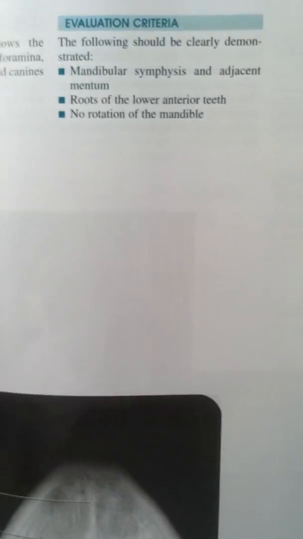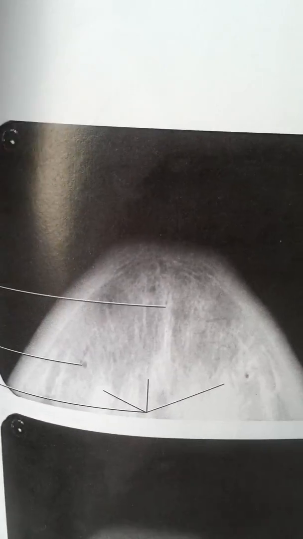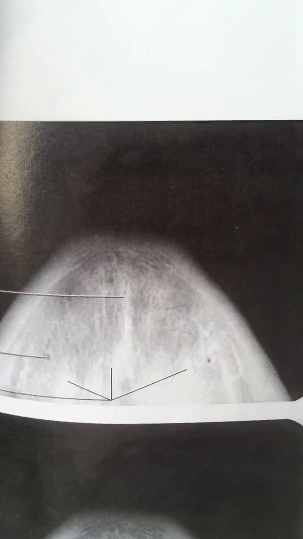And next we have the mandible, and the first shot I did was the AP axial mandibular symphysis. And this shows obviously the mandibular symphysis, the mental foramina, and the roots of the lower incisors and canines.